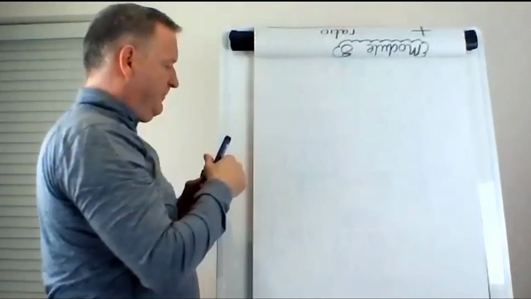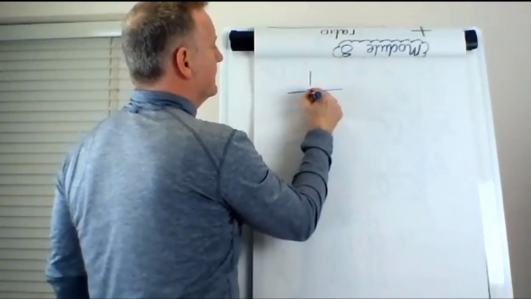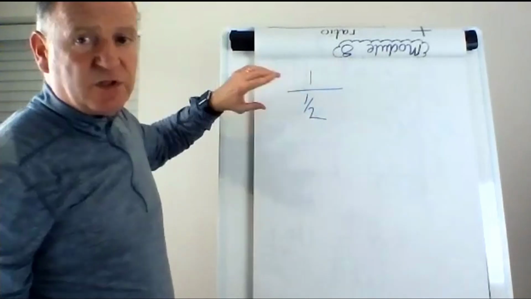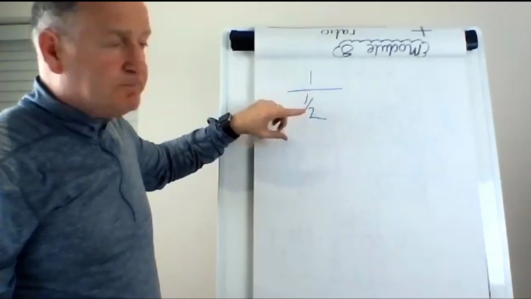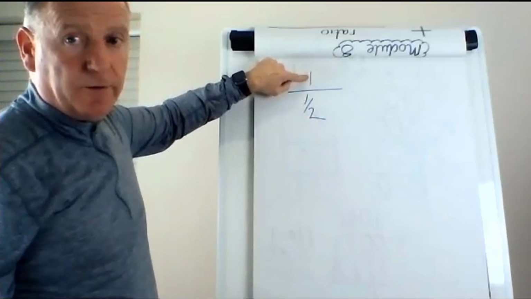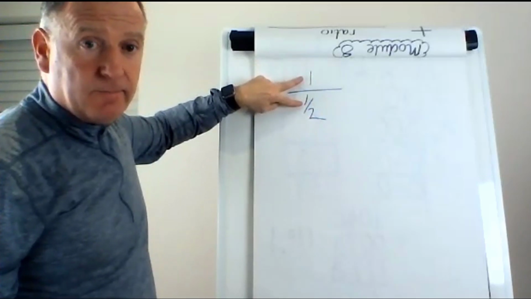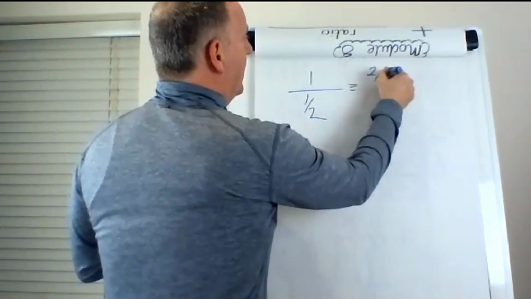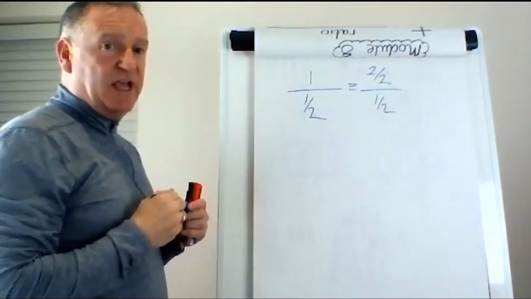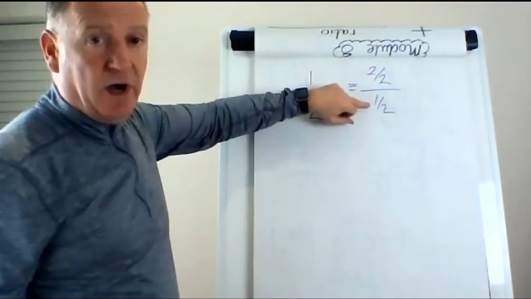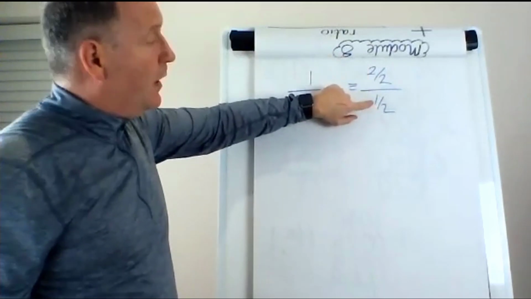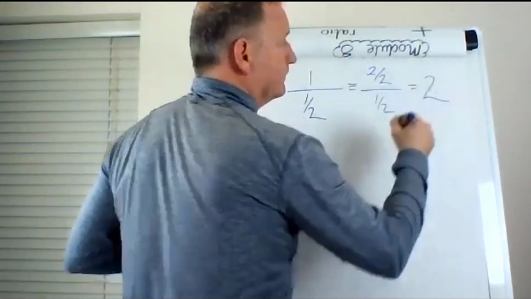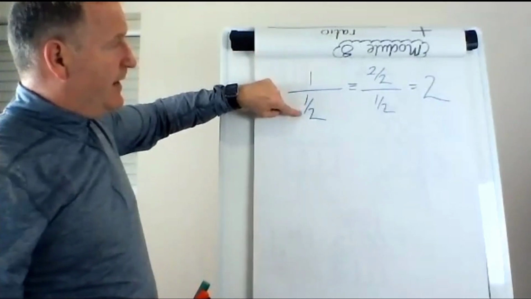Look, if I have 1 divided by a half, like this, division means groups, doesn't it? How many groups of a half can you see in 1? Well, right now you can't see any. If I rewrite my number 1 as halves, that's 2 halves, isn't it? So this is the same as 2 halves divided by 1 half. How many groups of 1 half can you see in 2 halves? 2. So 1 divided by a half is 2.